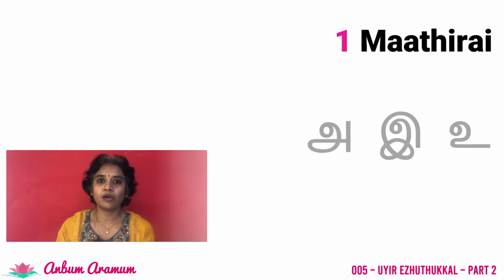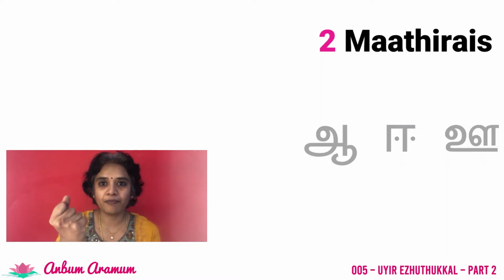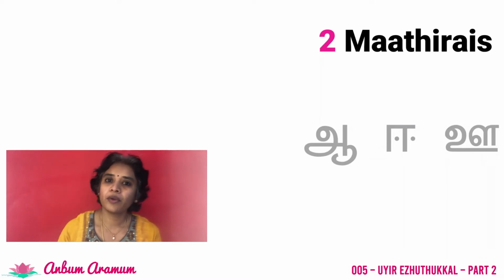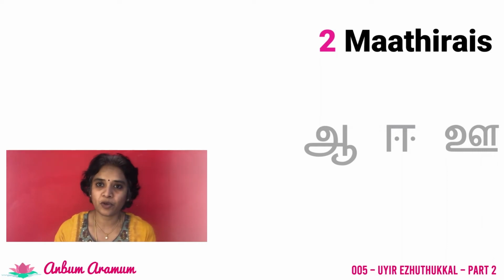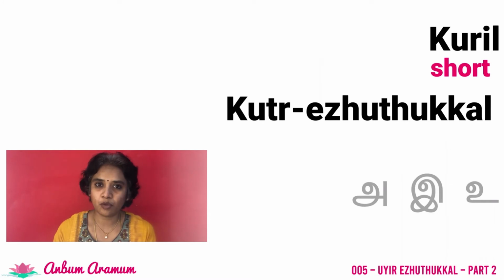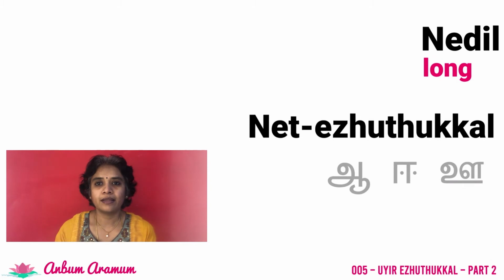And like I said earlier, we can also stretch the sound of A, E and U to two matires like this. A, E, U. And when we stretch the sound of A, E and U, we get three new ezhuthukkal. Now, the A, E and U with the one matire sound are also called the kuril ezhuthukkal or kutra ezhuthukkal. Kuril means short. The A, E and U with the two matire sounds are also called the nedil ezhuthukkal or netta ezhuthukkal. Nedil means long.